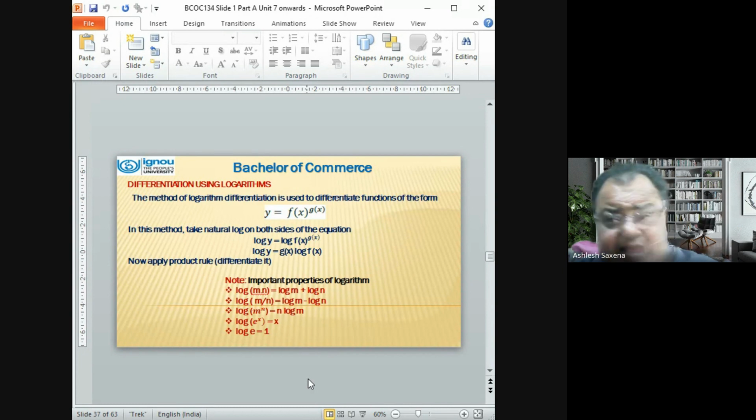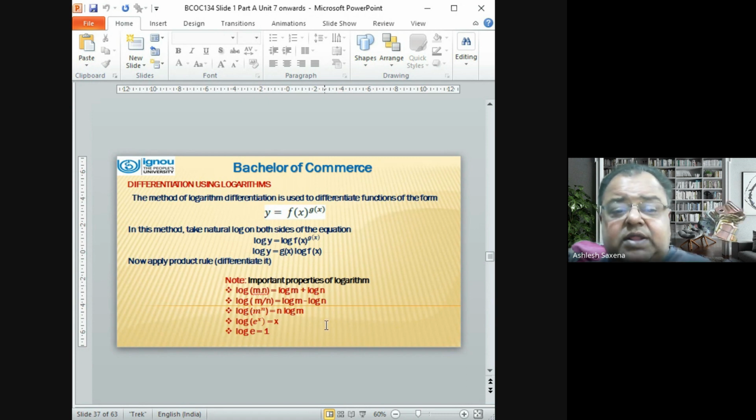So what is the exact method of solving it? This is the method I am showing you. We have to apply log on both sides. So when we apply log on both sides, it will become log y is equal to log f(x) raised to the power g(x). In the next step, what will happen? The power you are having as g(x) will come in front of log f(x). So after the application of logarithm, it will be converted to this form. Now we have two functions, the first one is u and the second one is v. We will apply the product rule.